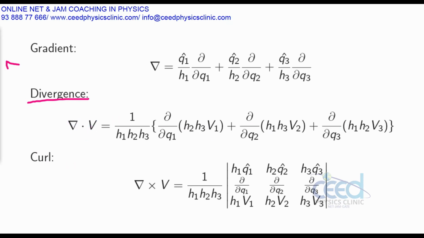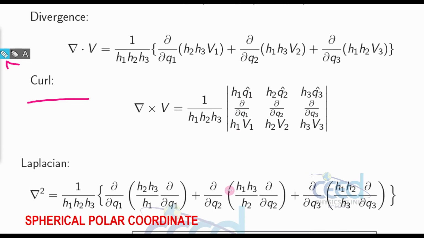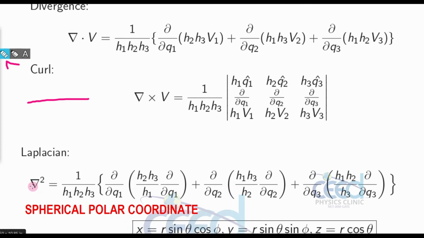Okay, similarly the general expression for del cross v is equal to 1 by h1 h2 h3 times the determinant with h1 q1 cap, h2 q2 cap, h3 q3 cap in the first row, then dou by dou q1, dou by dou q2, dou by dou q3, and then h1 v1, h2 v2, h3 v3. Okay, so this is the expression for del cross v. And similarly we have an expression for del square. Then we can derive it for spherical polar coordinates.